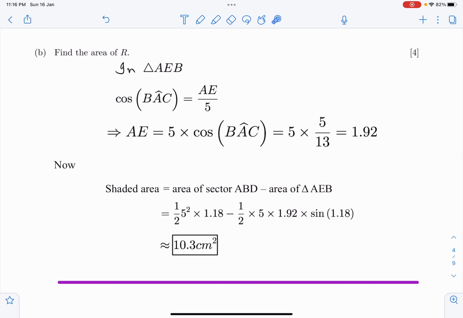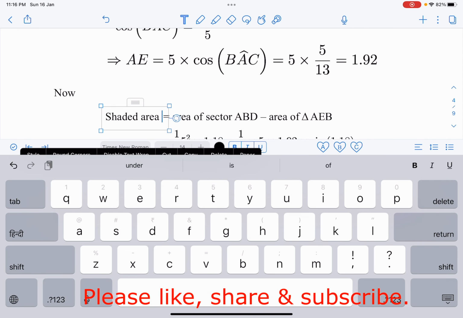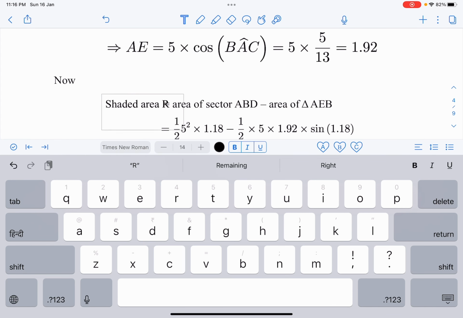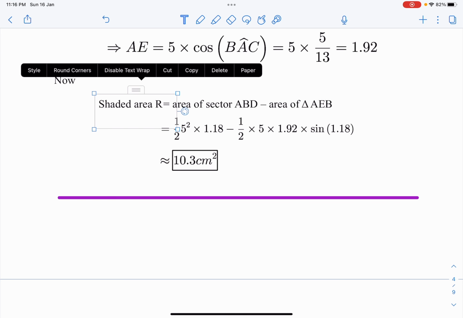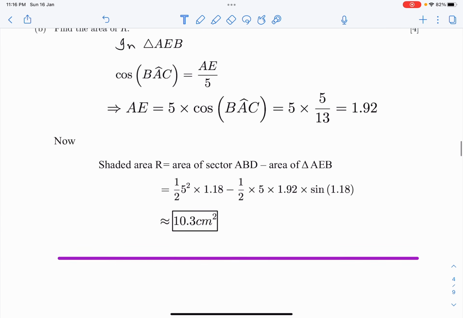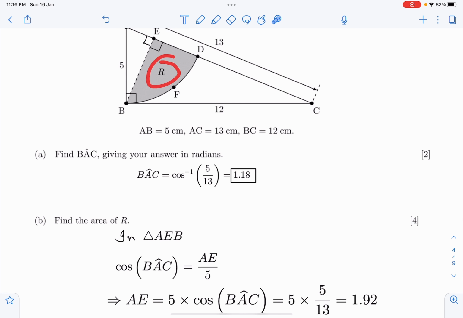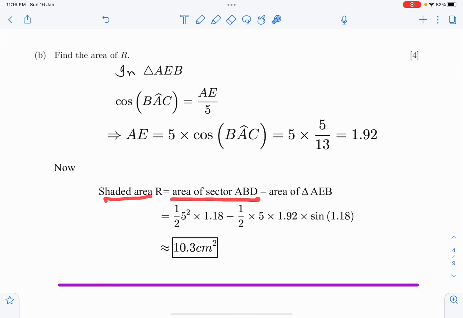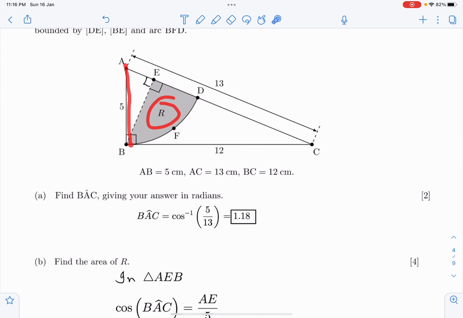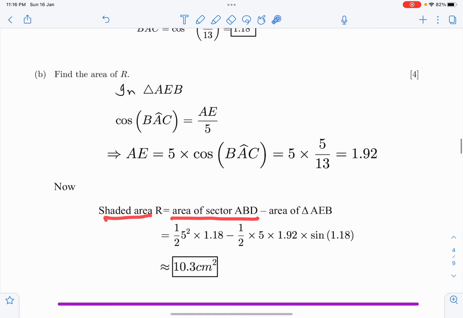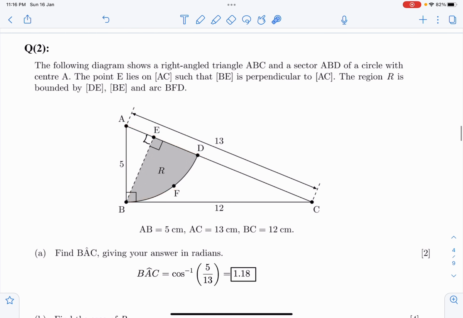Now look at the final part. The shaded area means the area of that R, so let me write capital R here, so that it is more explanatory. Again I will show you: this is the shaded area R, which is equal to the area of sector ABD, minus the area of triangle AEB. This I will subtract.